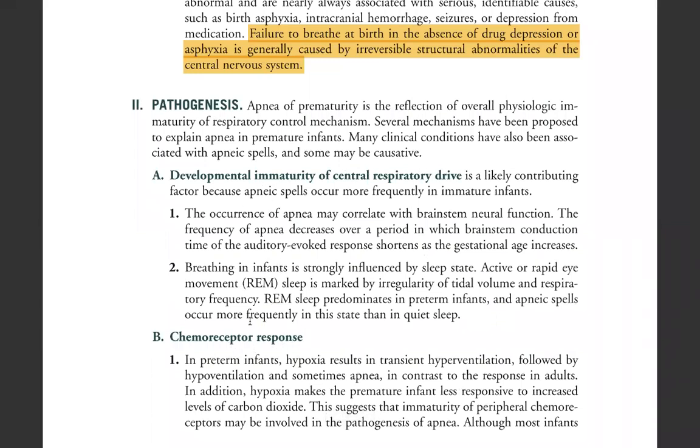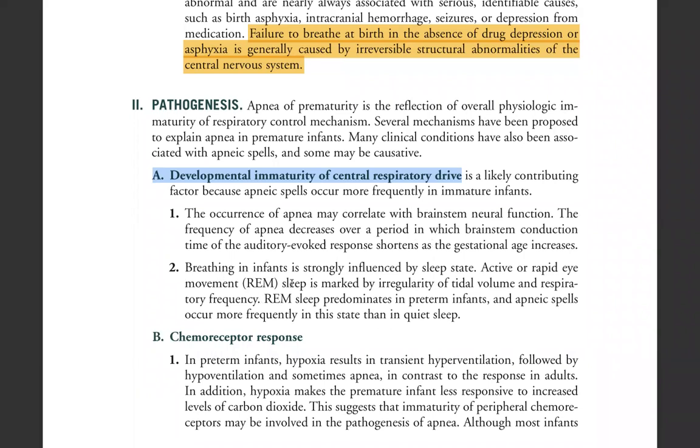You just write the points. So brain immaturity, as we know, the drive itself is very less in these premature infants. So brainstem neural function will be abnormal. How do you identify that the brainstem neural function is abnormal? What they have done is BERA. The BERA waveforms they have checked. In between waveforms, the duration is very wide in a preterm infant. The conduction duration shortens as the gestation increases. That's how they have seen that as the brainstem matures, the apnea has come down.